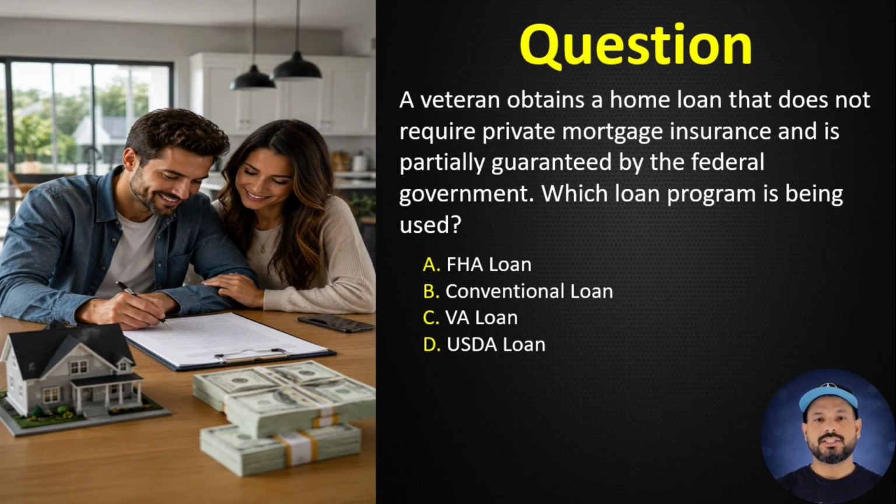Question number 46. A veteran obtains a home loan that does not require private mortgage insurance and is partially guaranteed by the federal government. Which loan program is being used? A, FHA loan. B, conventional loan. C, VA loan. D, USDA loan. Correct answer, C, VA loan. VA loans are guaranteed by the Department of Veterans Affairs and generally do not require PMI.